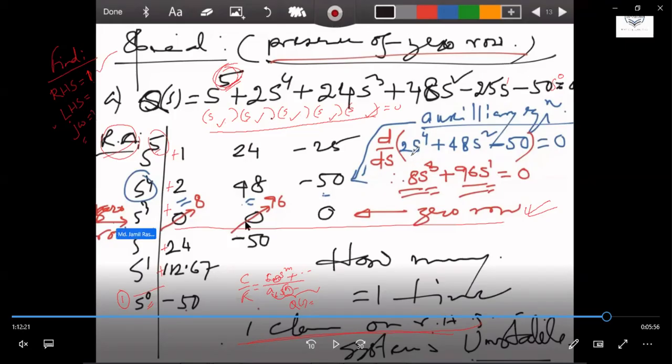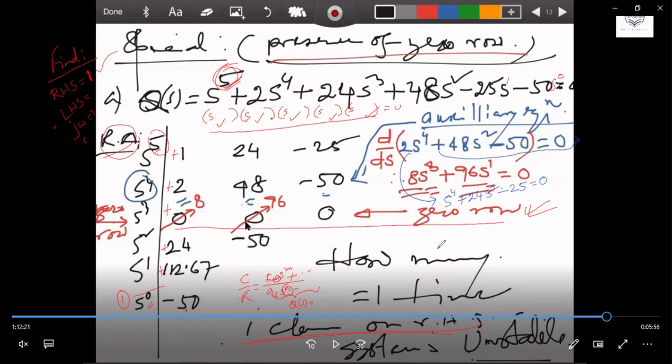So what is the auxiliary equation? Look at this auxiliary equation. I'm going to take a blue color so that it will be easier. Hey, can you see on the right hand side? No, I think it's better here. The auxiliary equation is coming here. If I write it like this, 2s to the power 4 plus 48s square minus 50 equal to 0.